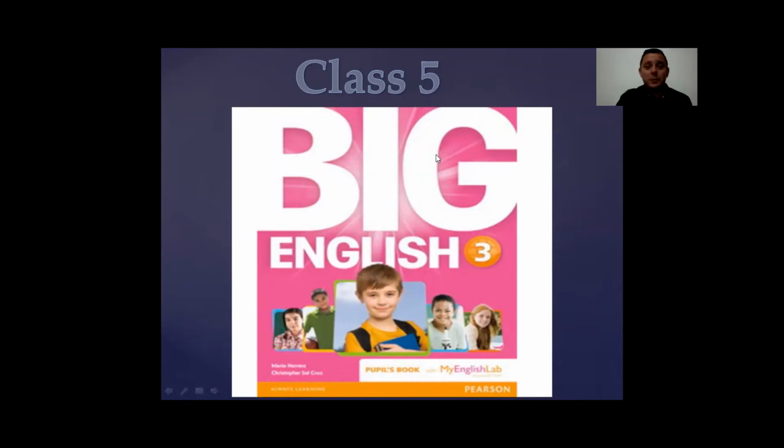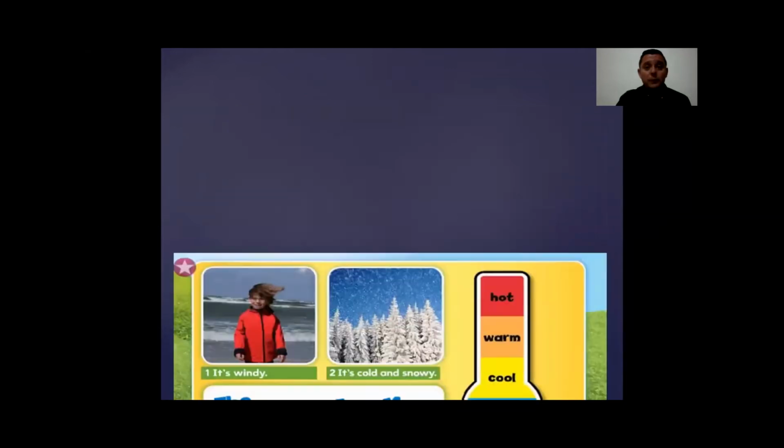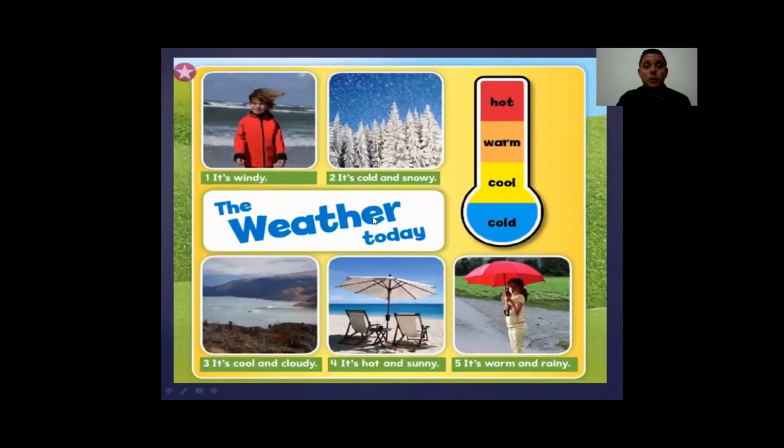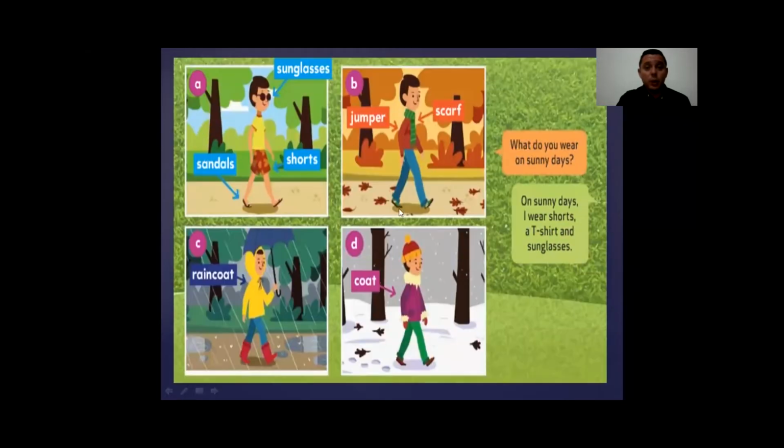So, before starting, get your purpose book, your activity book, your notebook and the pencil ready with you. In the last lesson, we learned to talk about different weather types, and we also learned what we can wear according to the different weather types. Before going on to our purpose book, we have to learn new grammar rules.